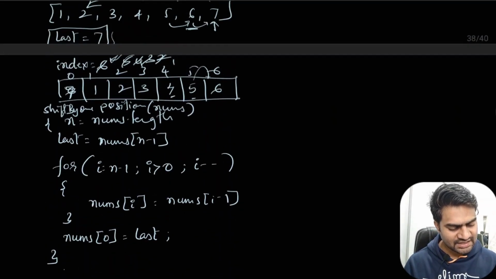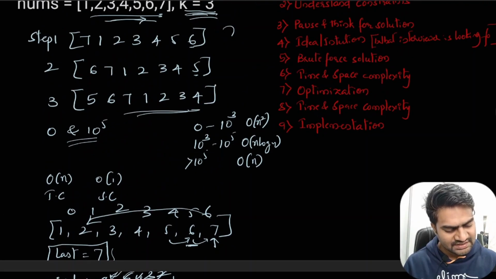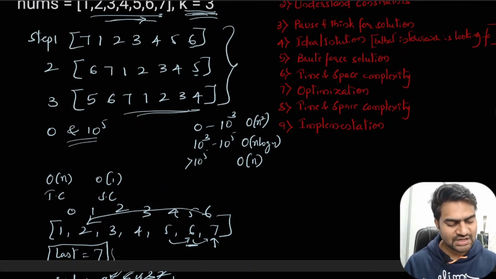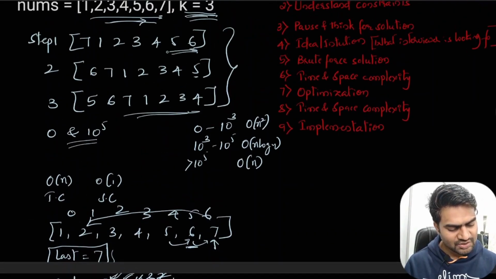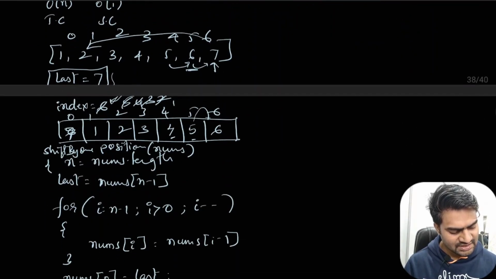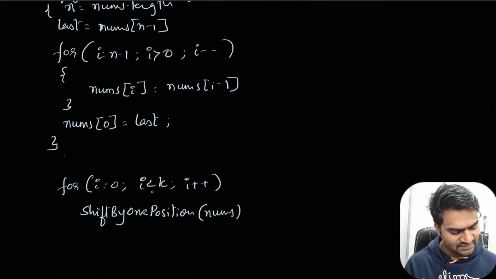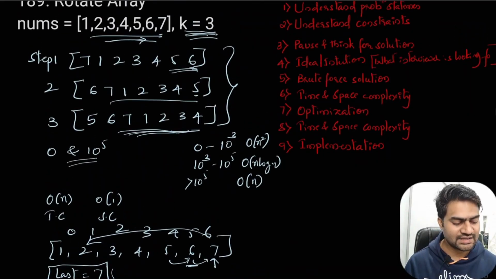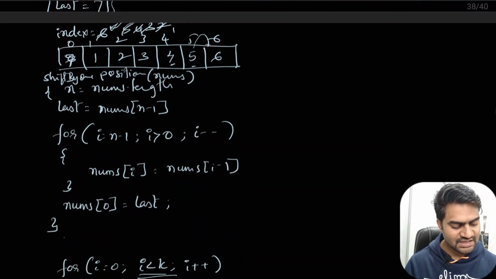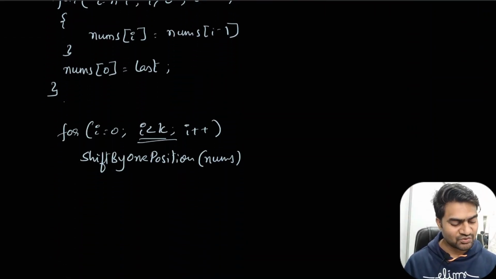So basically it will mimic these 3 steps, okay, for k equal to 3. So whenever I is 0, that time it will do first shift. Whenever I is 1, it will do the second shift. Whenever I is 2, it will do the third shift, and whenever I reaches 3, it will stop. So basically it did 3 movements, correct, right? So this way we will implement the brute force solution.